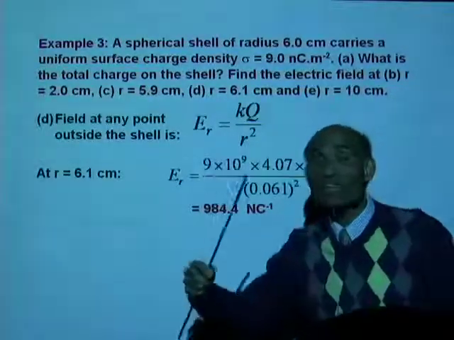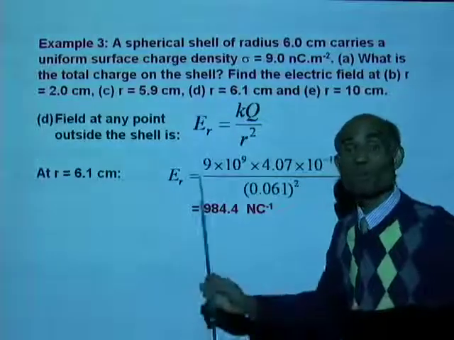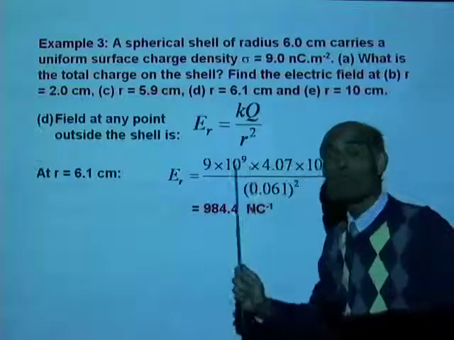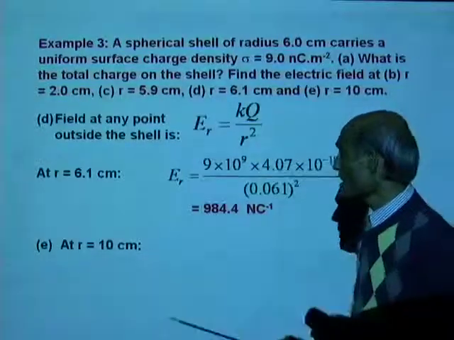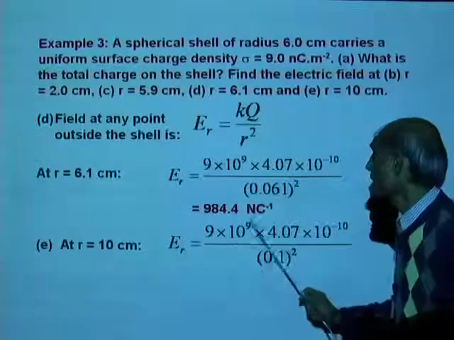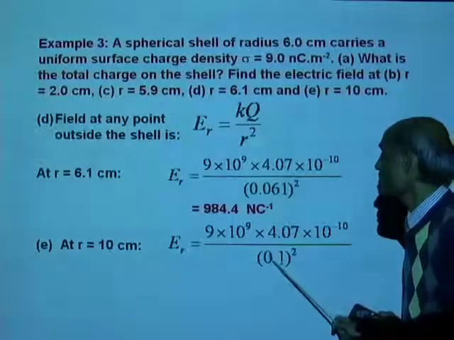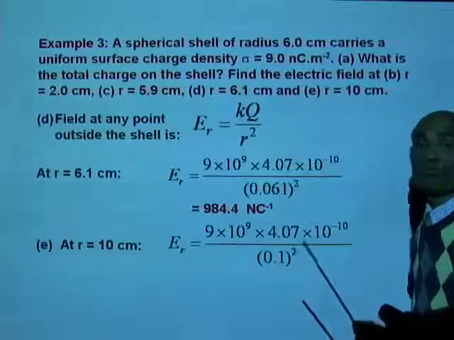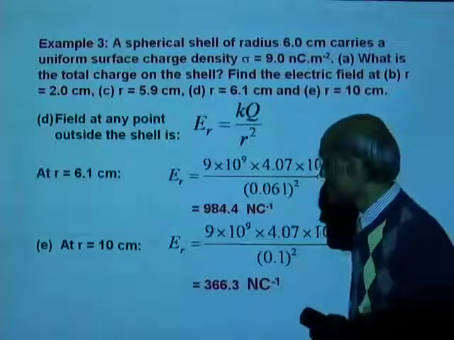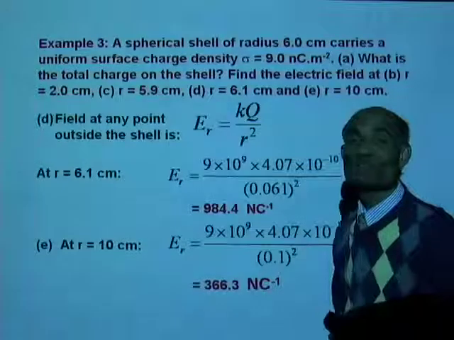And how about the electric field at r equal to 10 centimeter? Well, that again is an outside point. All we need to do is replace your r by 0.1. So at r equal to 10 centimeter, electric field is kQ over r squared, where r is 0.1 meter, that is 366.3 newton per coulomb.